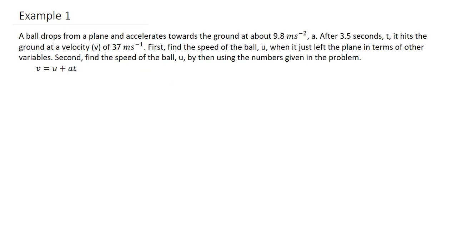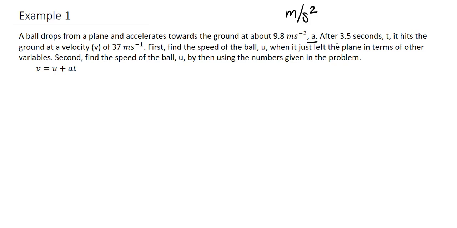Example 1. A ball drops from a plane and accelerates towards the ground at about 9.8 meters per second squared, which is our a. And also remember, when we have m and then s with a -2, that means if we put it in the denominator, it becomes positive. So let's continue on. After 3.5 seconds, which is our t, it hits the ground at a velocity, which is our v, of 37 meters per second.